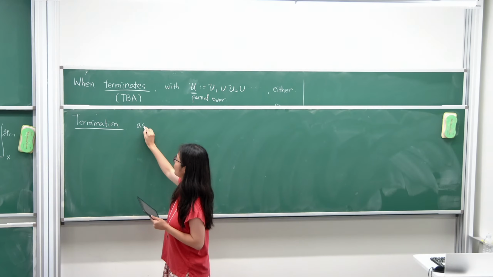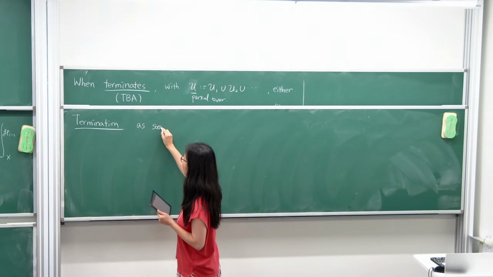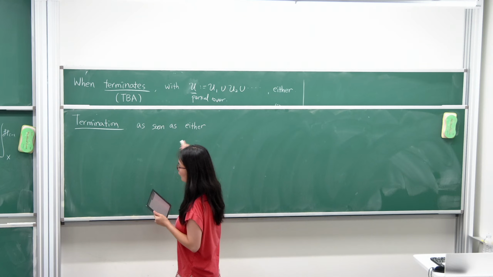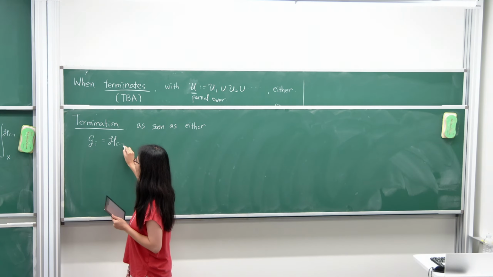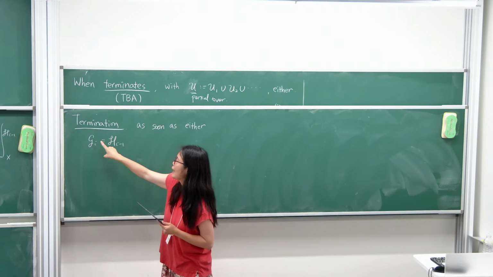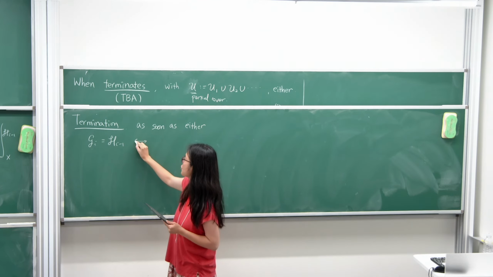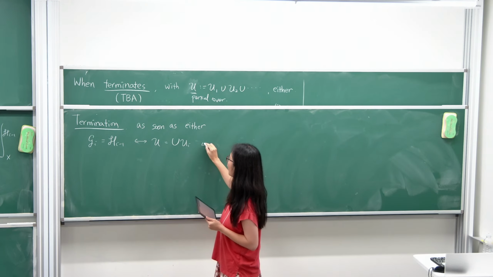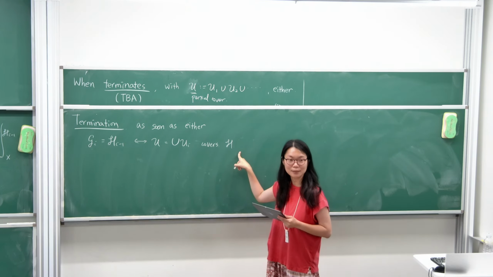We finish this algorithm as soon as either G_i is H_{i-1}. That means we cover everything in the current host graph. So this corresponds to U, which is the union of U_i, covering H. So this is our first output.